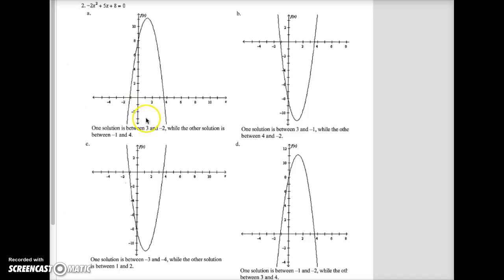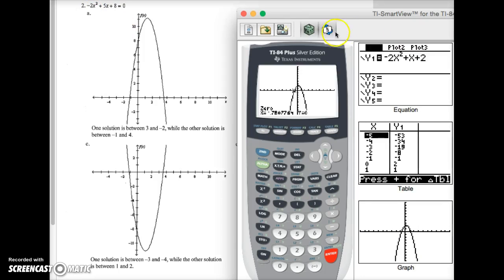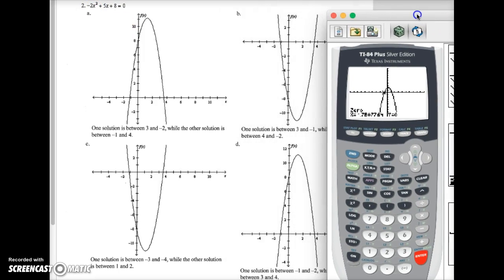All right, going down to question 2. I'm doing the same type of thing on question 2. I have the equation now negative 2x squared plus 5x plus 8 equals 0. So again, I see a is negative, so right away I know it can't be B and it can't be C. It's either A or D because the graph faces down. So I'm going to come back over here to my calculator and put in this new equation. We've got negative 2x squared plus 5x plus 8.